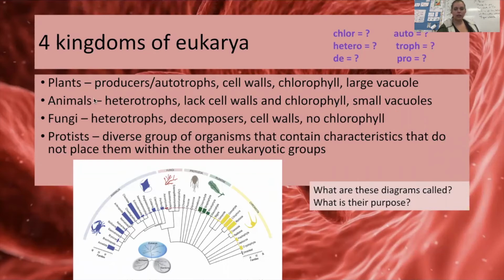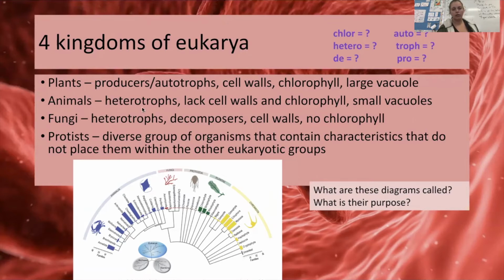But here's just some characteristics of these different kingdoms. Plants are producers or autotrophs. They make their own carbohydrates using energy from the sun and photosynthesis. They do have cell walls, and their cell walls are going to be made of cellulose. And they use that chlorophyll for photosynthesis. They have this very large vacuole. These are some characteristics that set plants apart from these other kingdoms.